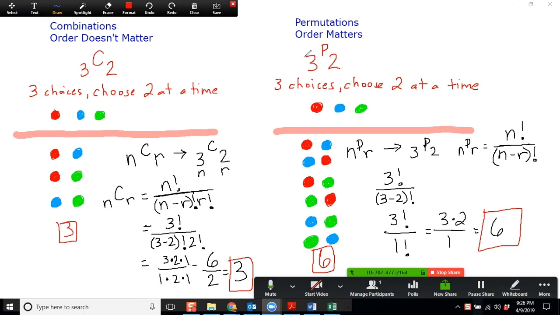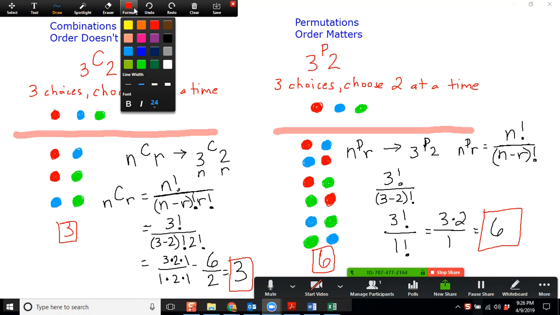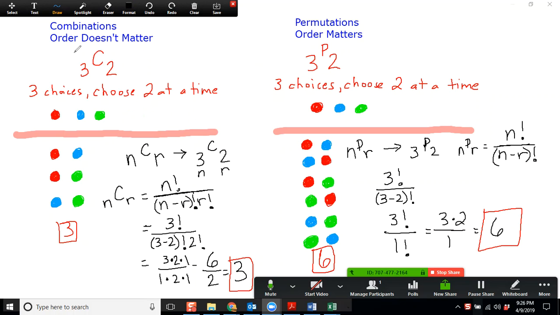Combinations and permutations are ways that we can find out how many possibilities there are. With combinations, order does not matter as far as what order we have things. Permutations, order does matter. So I wrote out these two. I wrote out the work to hopefully save time on the video.